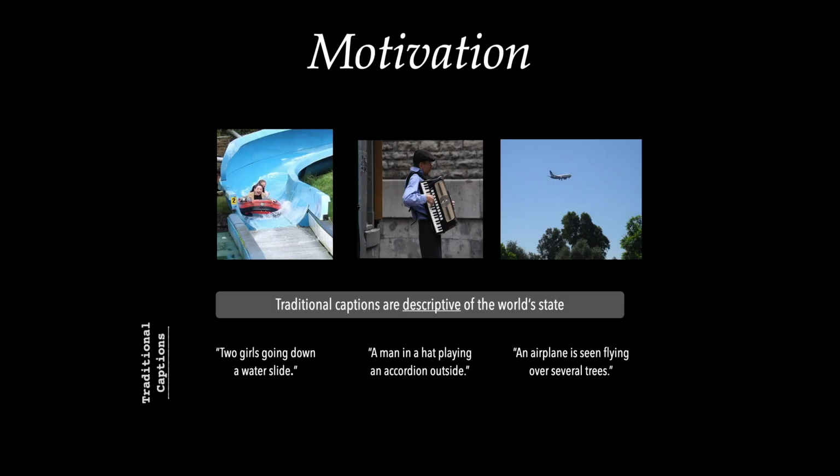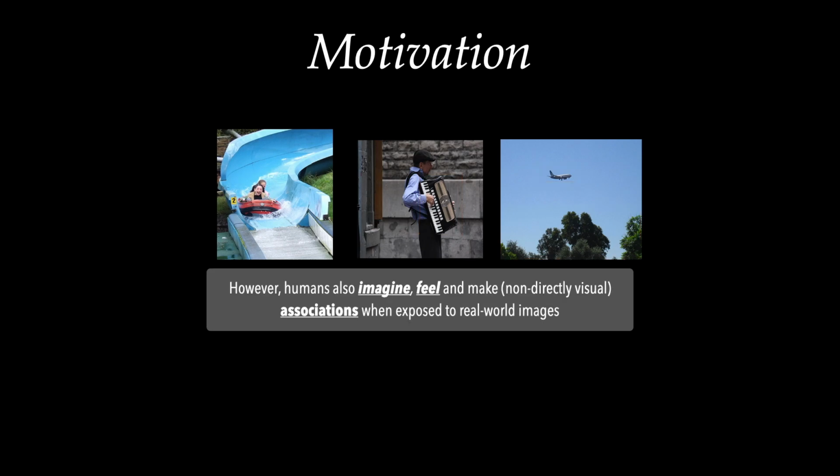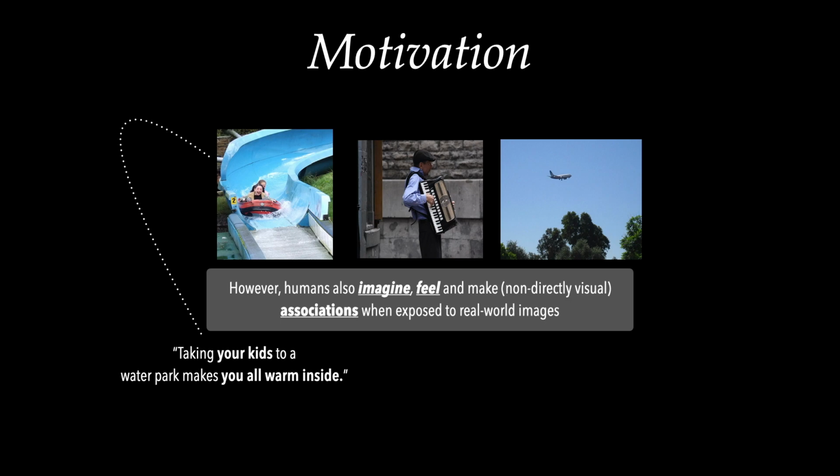Typically, established captioning data and underlying models focus on objective visual details that are present in images. For instance, they focus on animate or inanimate objects present in images, object-to-object interactions, etc. However, humans also imagine, feel, and make a variety of associations when exposed to real-world images. For instance, one might imagine the warmth and joy of a parent taking their kids to this water park, or one can feel the anticipation of this air flight returning someone back to their home.